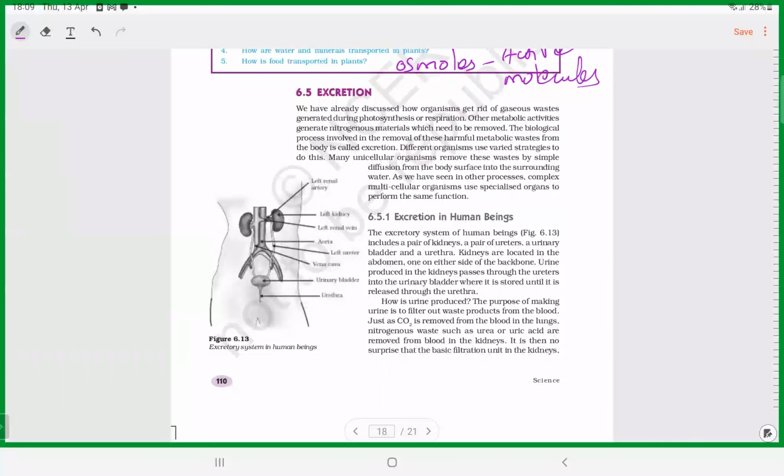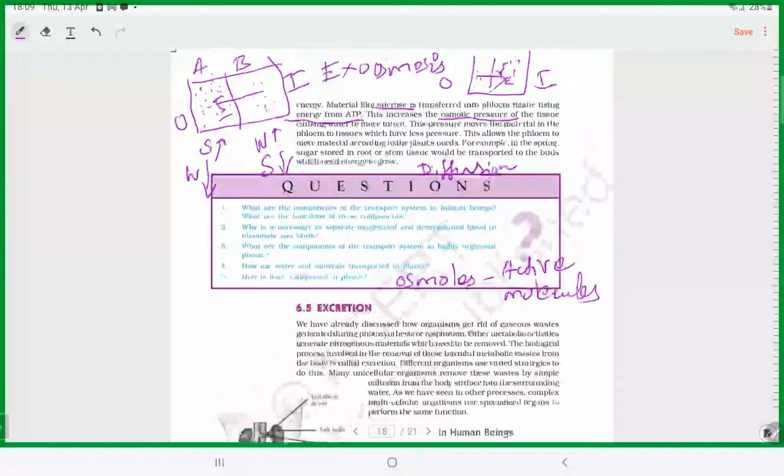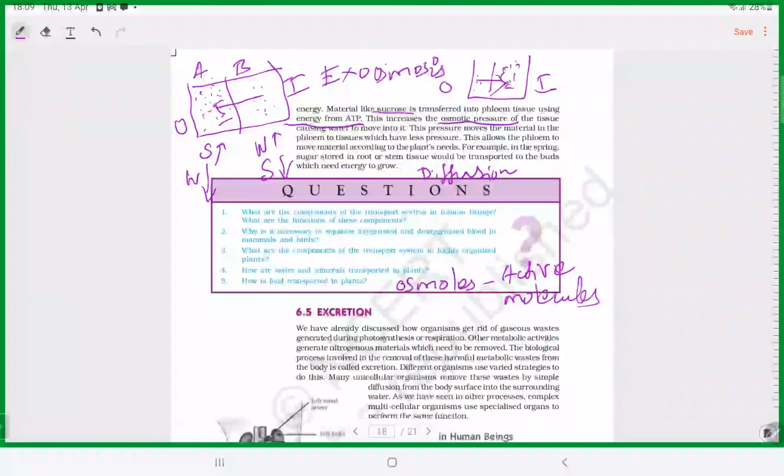See, osmolarity means what? Always listen, the cell membrane is always permeable to water. Water can always move, either from outside, freely diffuse. The cell membrane cannot stop water. You come, you go, it's your wish. The cell membrane says, movement of water is your wish. If you want, you come. If you don't want, you go out. Always permeable.